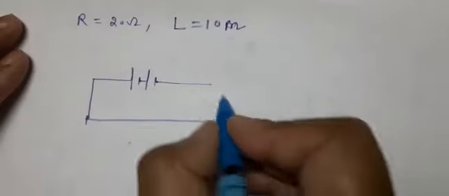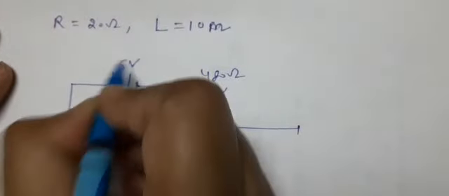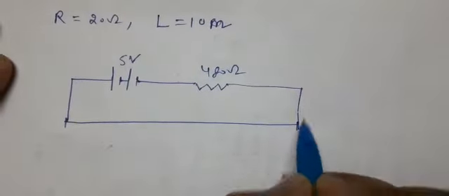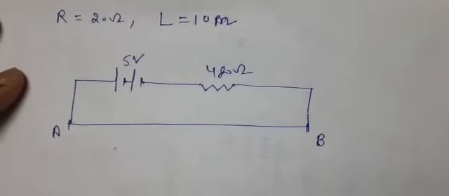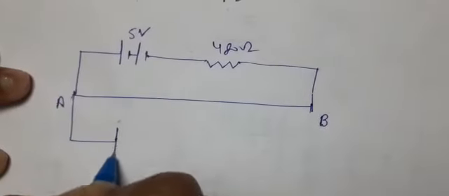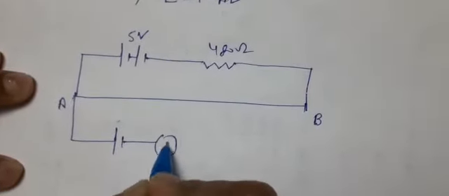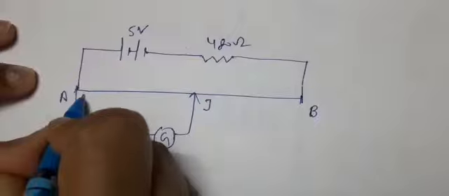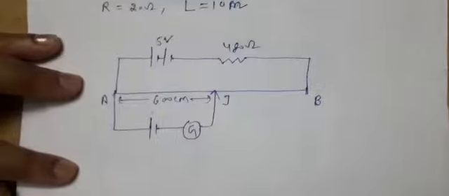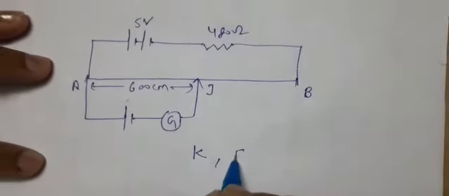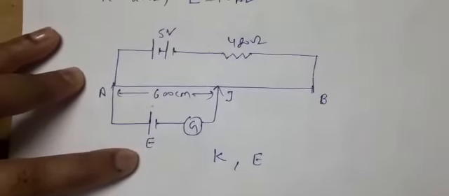Now along with it a 480 ohm resistance is connected with the battery. This battery is of 5 volt, so it is connected with the total length of the wire, that is given to be 10 meter. Now here is an unknown battery whose EMF has to be calculated. It is connected at a point through a galvanometer and a jockey. Corresponding to it, the balancing length is given to be 600 centimeters. So what do you have to find? You have to find the potential gradient as well as the EMF of this unknown cell, which is of unknown EMF.